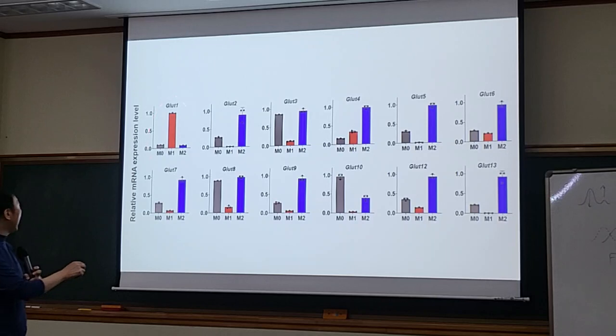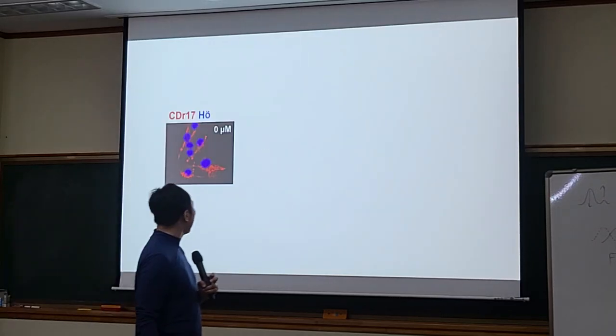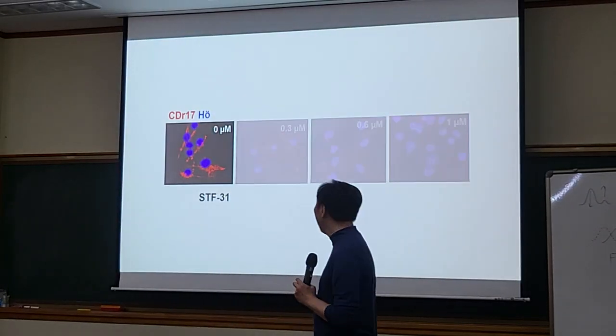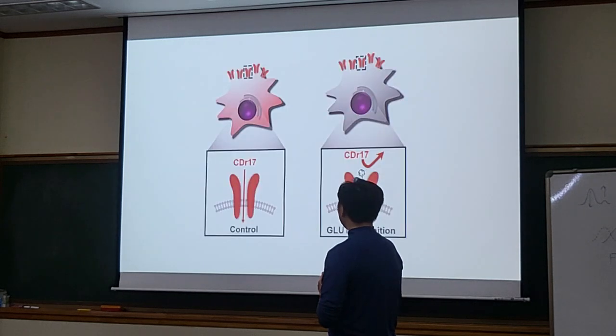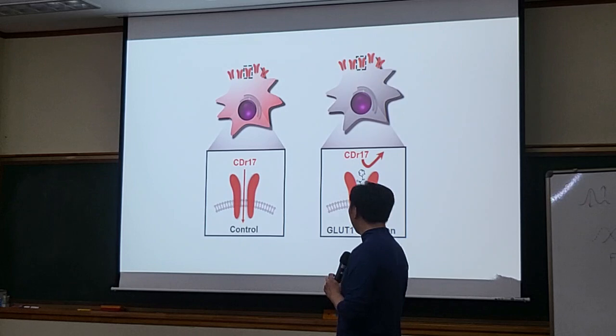So then we could narrow down the target to GLUT1, using a GLUT1-selective inhibitor and also a suppressor. This example says that even though there is GLUT1 in M1, if you add the shuttle to the mouse, then this probe cannot get in.